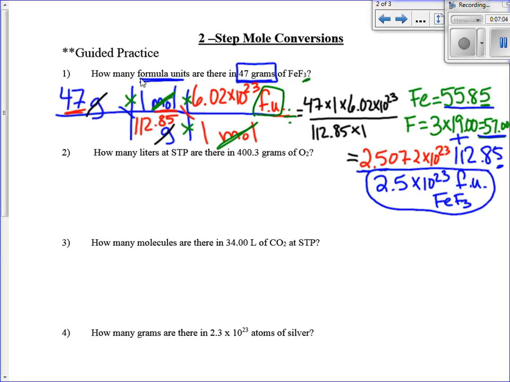Okay, now let's try number 2. Let's go set that one up together. And then I'll let you try to set a couple up on your own. So number 2, let's look at what we want. It says how many liters at STP are there in 400.3 grams of O2? So this one involves grams and this one involves liters. So if we look at our map over here, we're going to go mass to moles, moles to liters. So it's going to take 2 steps.